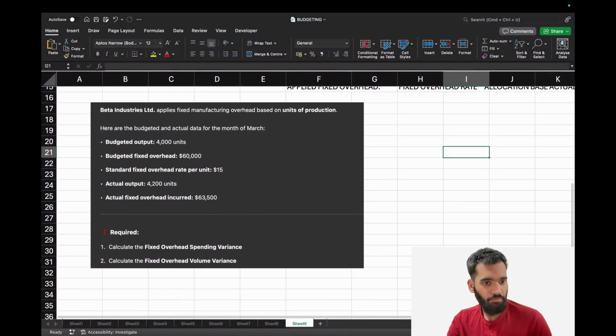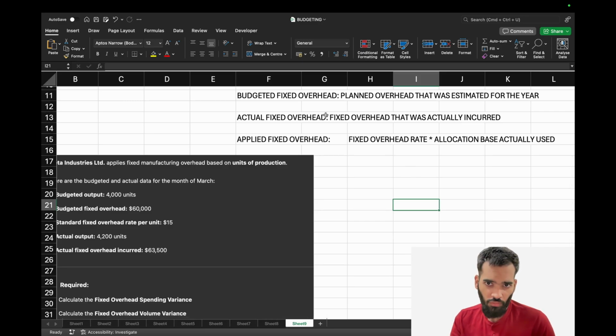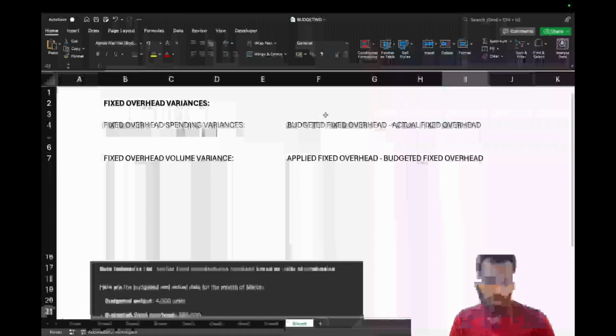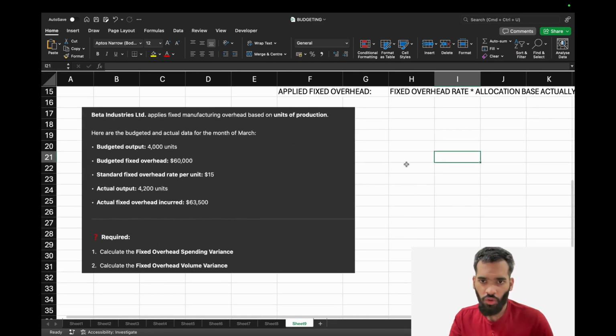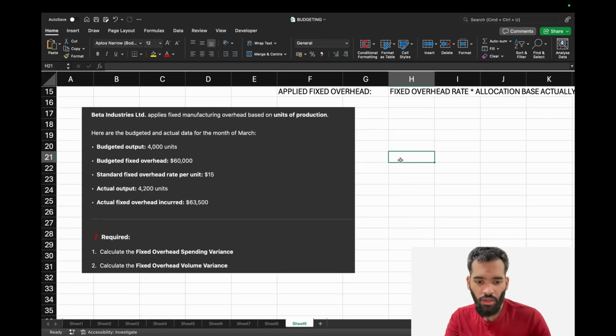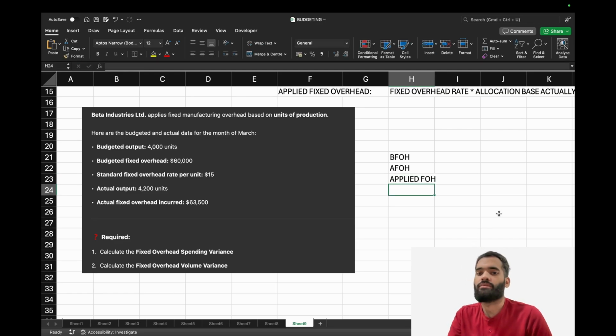Right. So read the question and we will get started. There we go. So now I'm going to assume you've read the question. In this type of formula, we need three things, right? Because in the formulas, we just have three things. So we have to find the budgeted fixed overhead, actual fixed overhead, and applied fixed overhead. So that's all we're going to do. First we're going to find budgeted fixed overhead, then actual fixed overhead, then applied fixed overhead.